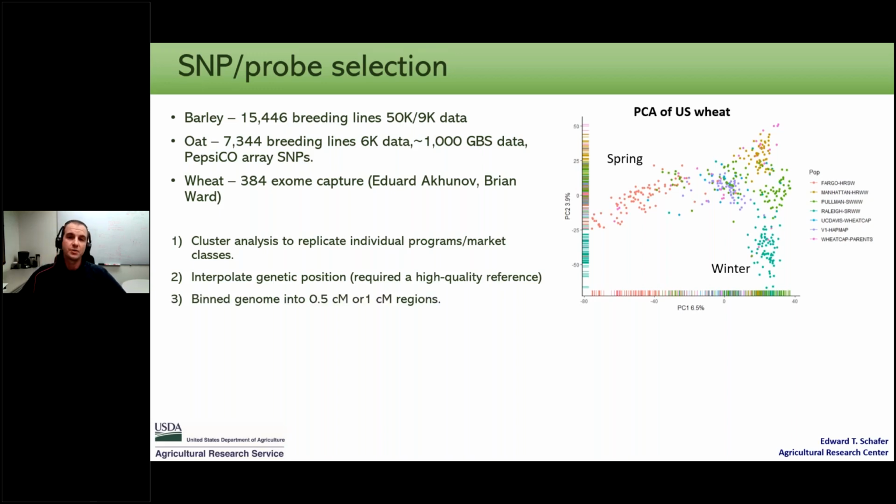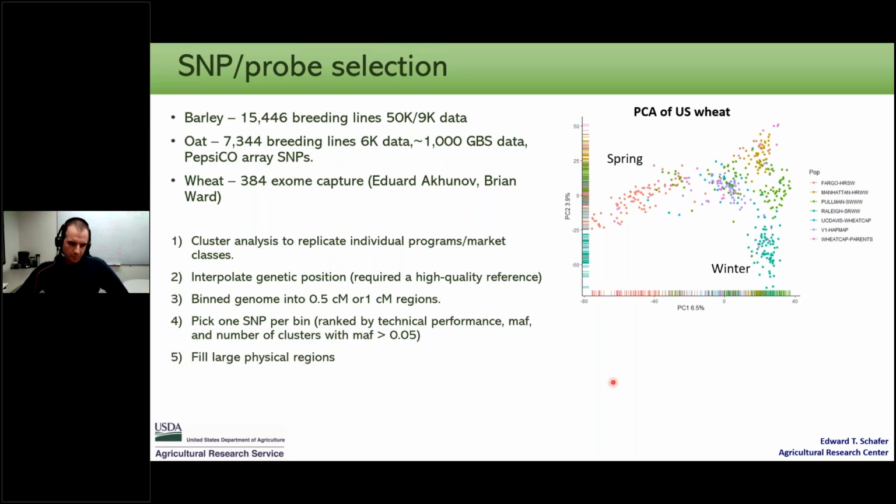I then binned the genome into either half centimorgan or 1 centimorgan regions, and we picked 1 SNP per bin based on several criteria, such as technical performance of the SNP, overall minor allele frequency, and the number of clusters in which the SNP had a MAF of more than 0.05. So I really wanted to have SNPs that were not fixed in these individual clusters. After plotting this all out, I found these huge physical regions that had big gaps, and so I filled those in with some more markers.